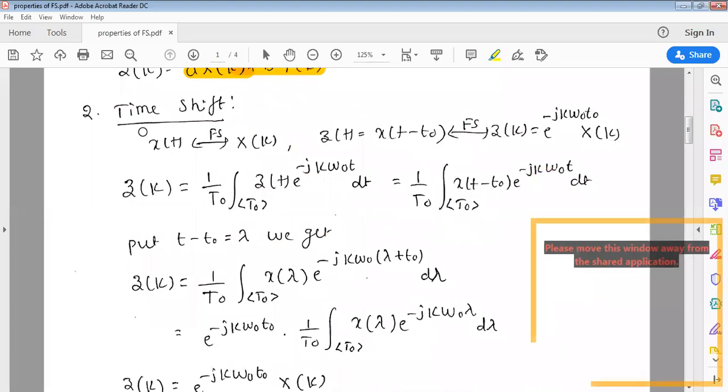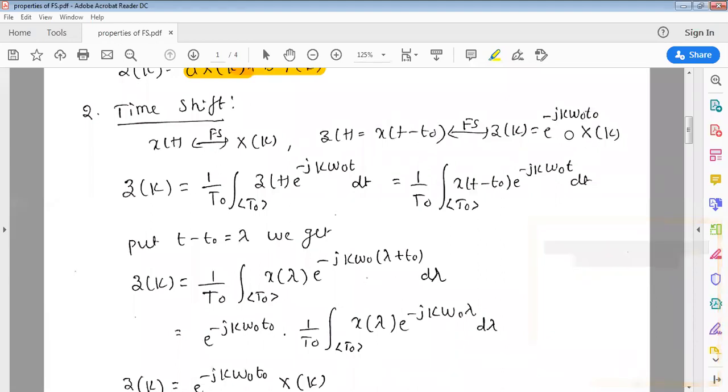Now the time shift property. If x of t transforms into x of k, then z of t equal to x of t minus t naught transforms into z of k. This is equal to e power minus jk omega naught t naught into x of k. So if the input is shifted in time, the output will be the same x of k but multiplied by e power minus jk omega naught into t naught.